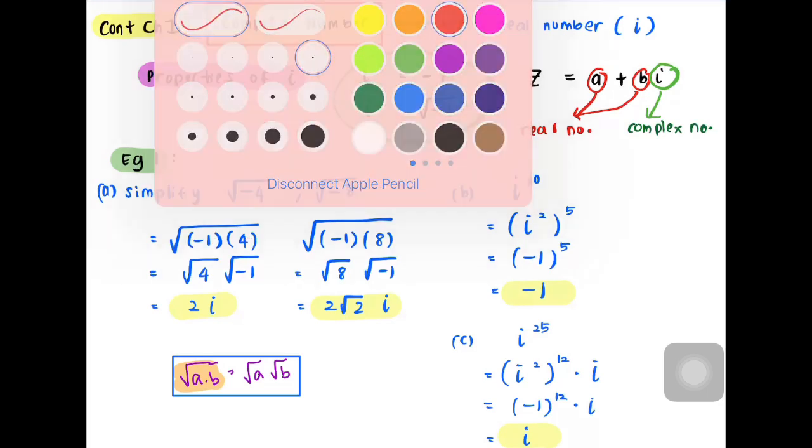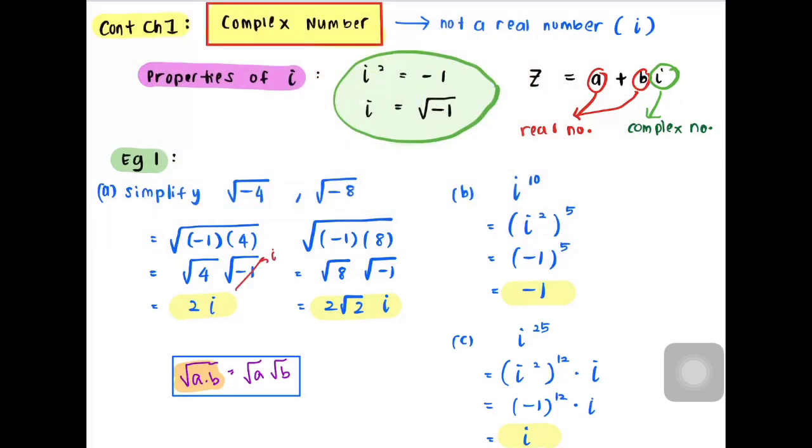So now this is equal to i. So straight away change to i. The square root of 4 is 2, so your answer is 2i. Let's see another one, the square root of minus 8. This is the square root of minus 1 times 8. Split them up, the square root of 8 multiplied by the square root of minus 1. So this is i, and the square root of 8 here is 2 root 2. So your answer is 2 root 2 i.